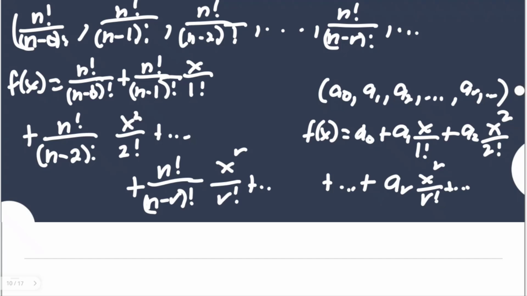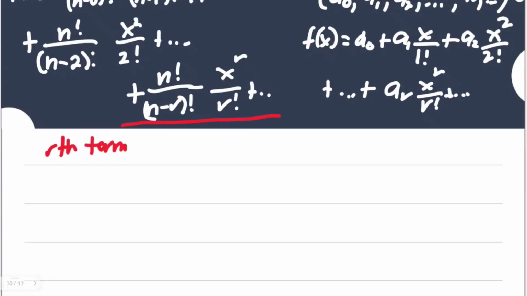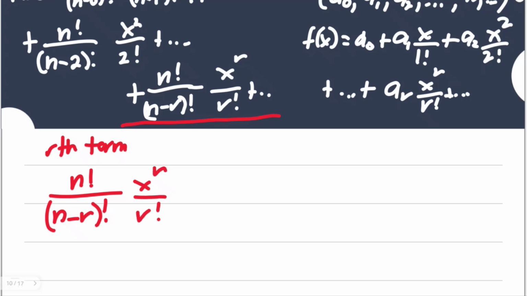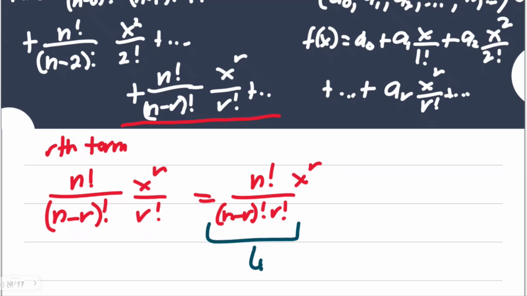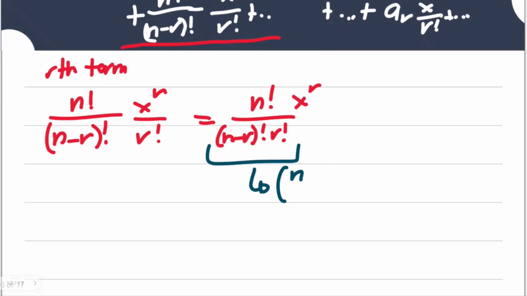I would like you to proceed here. For our rth term, we can have n factorial over n minus r factorial times x to the power of r over r factorial, right? However, if you multiply that, you will have n factorial times x to the power of r over n minus r factorial r factorial. What is this form? I'm talking about this form here. This is actually a combination, n combination r.